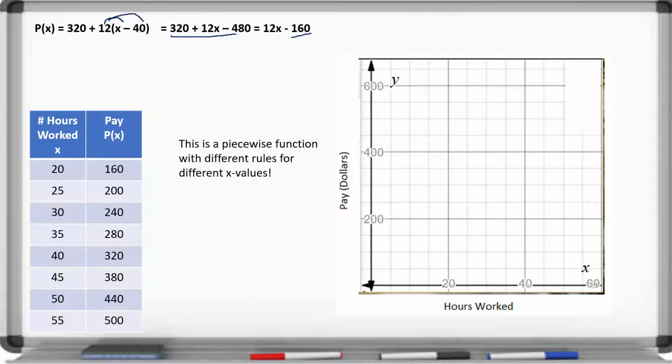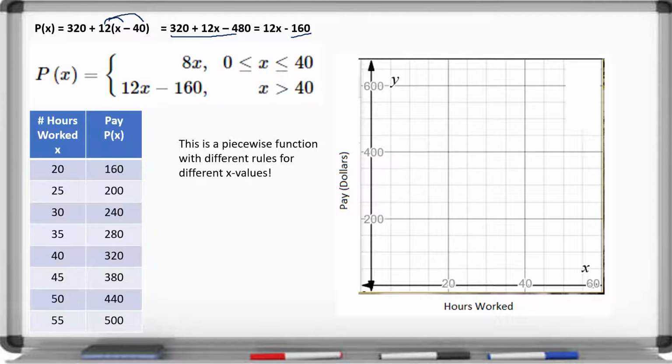All right, so now we can actually go ahead and write down the rule. So the first rule was 8x, right, which was when we were working the standard number of hours. And the second rule is the overtime. All right, so now we can notice that this is a piecewise function with different rules for different x values. So now let's go ahead and graph the standard hours part.